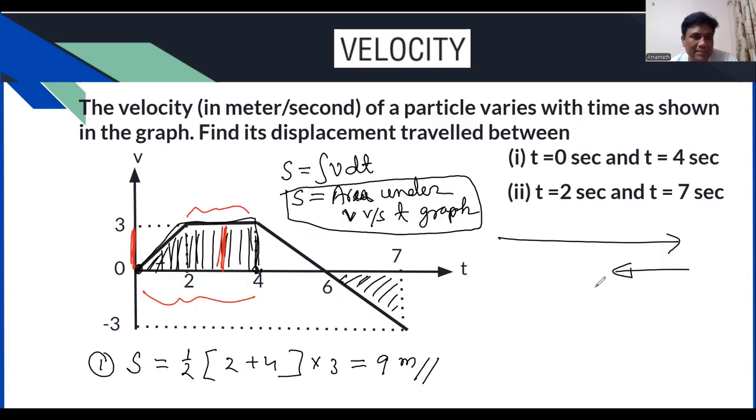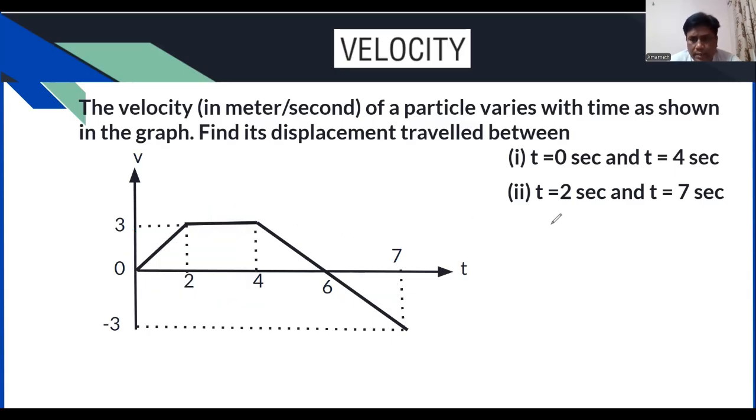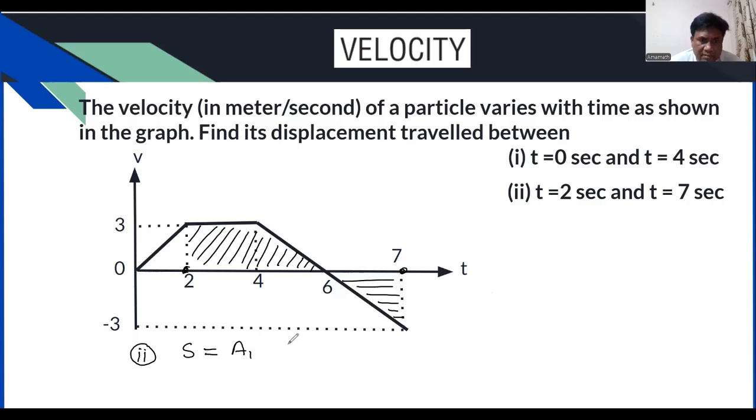Please try it. What do I do to calculate the displacement between t equal to 2 and t equal to 7, from this point to this point? Can we break it into two steps, from 2 to 6 and then 6 to 7? This is the second triangle, it will be a negative area, and that is a trapezium, it will be a positive area. So the total displacement is first area minus second area.